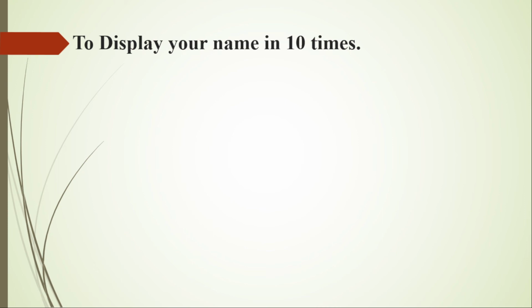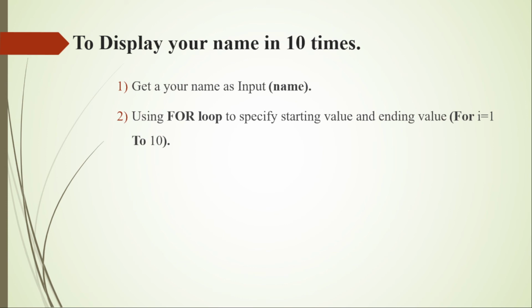Using a For loop, we display our name 10 times. First, get the name as input. Then using the For loop, the starting value and ending value are specified. Here, the starting value is 1 and the ending value is 10. Then use the display command for displaying your name.